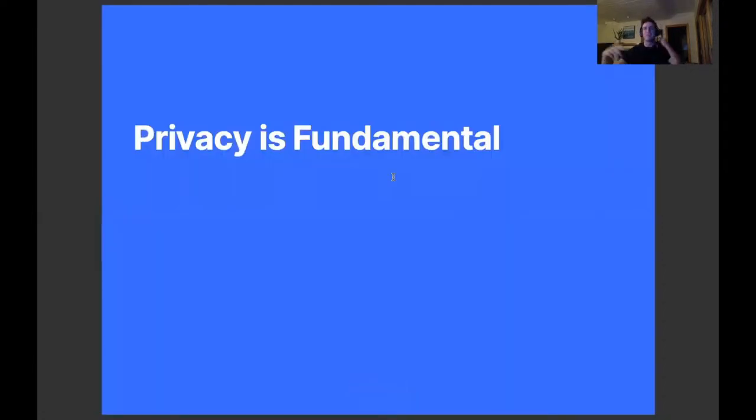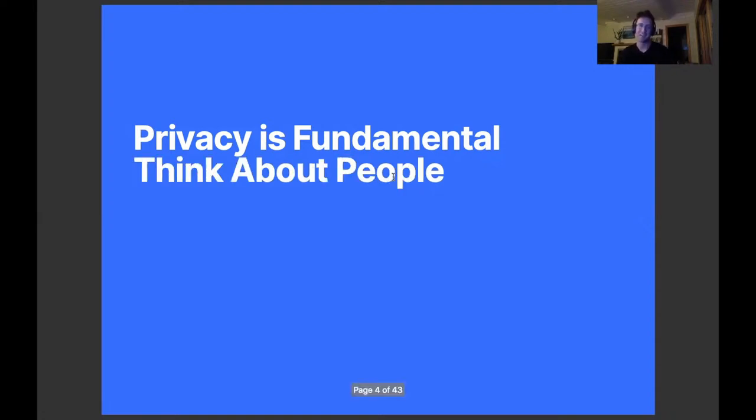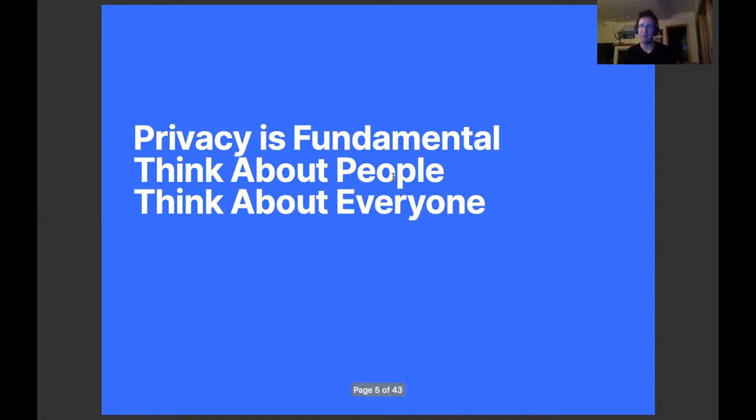The first of these is the belief that privacy is fundamental. Simple as that. And you can go very far in your system designs and organizational decisions by stating this and advertising it at the very beginning of any design decision you make. Second is that you're building software and you're deploying systems for people, and not just people, you're building for everyone. And so you need to account for differences in technical sophistication, but also culture and beliefs as well.